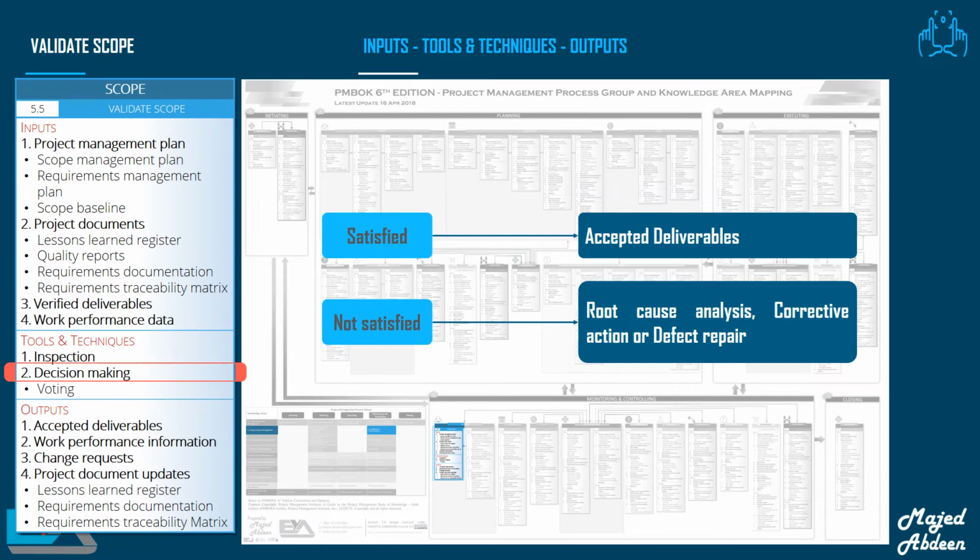Then you called your friend to consult him, and you asked him to help you to make the decision. Here you are using decision-making technique. If you are satisfied with the work, the result will be accepted deliverables. If you are not satisfied, you will ask the contractor for corrective action to bring the project back on track. Then the contractor will repeat the same processes until he gets the deliverables accepted.